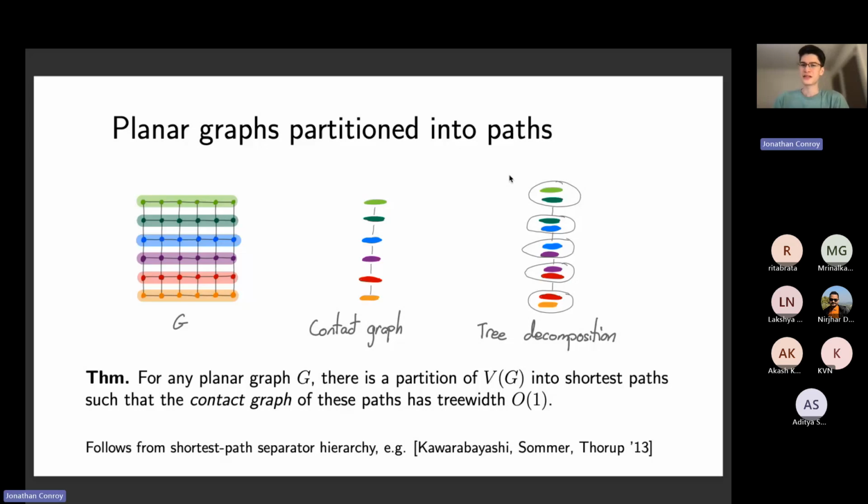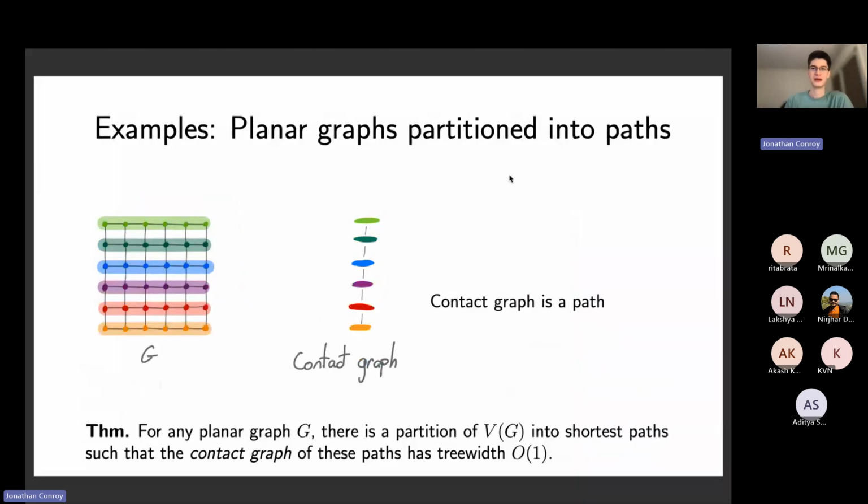To my knowledge, this explicit statement doesn't appear in the literature, but it essentially follows from shortest path separator hierarchy with constant holes. Okay. So I want to give a couple of examples of how you might partition a graph into the paths this way. So the simplest possible case is this grid that I've shown.